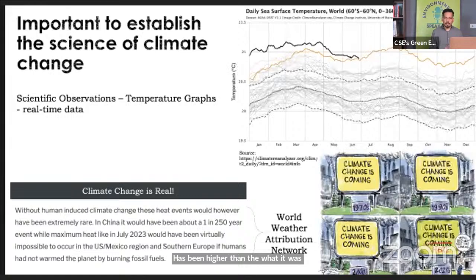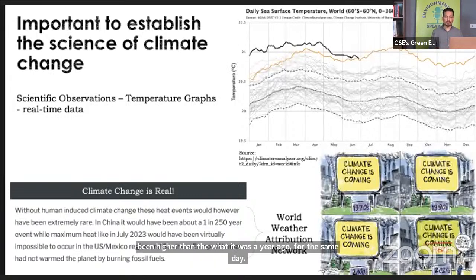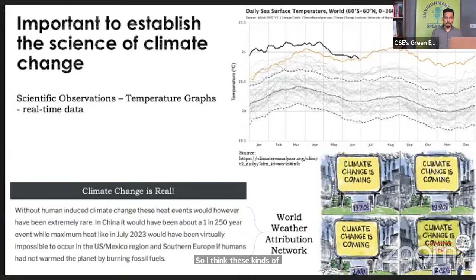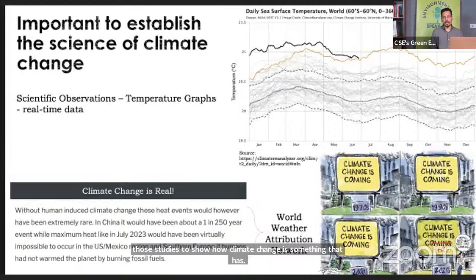So I think these kinds of visuals are striking, and they are also more easily explainable to students. We can also refer to studies that attribute climate change to anthropogenic activities. The World Weather Attribution Network is a body that does that, and maybe we can refer to those studies to show how climate change has happened because of anthropogenic activities.